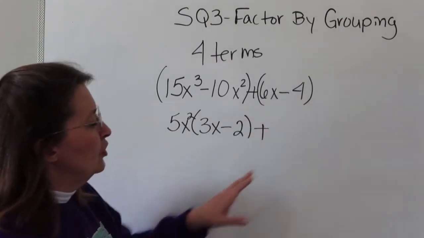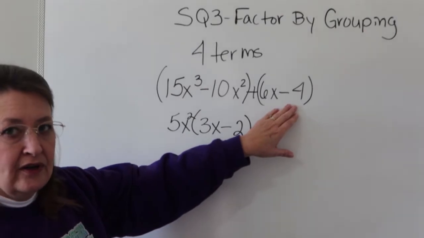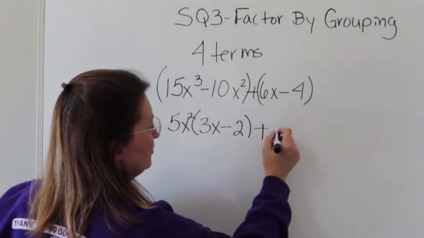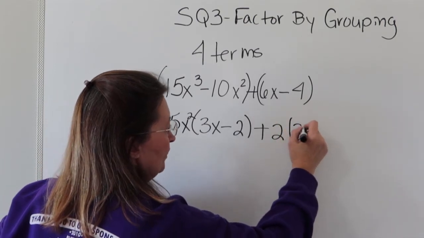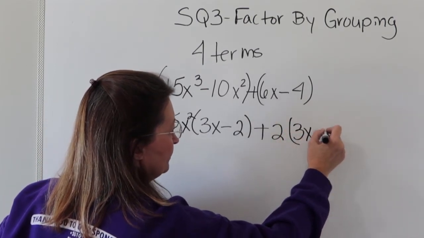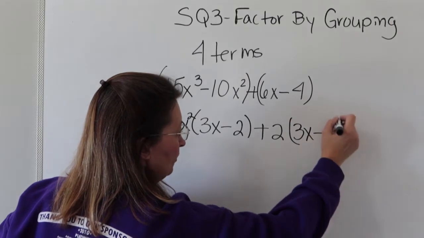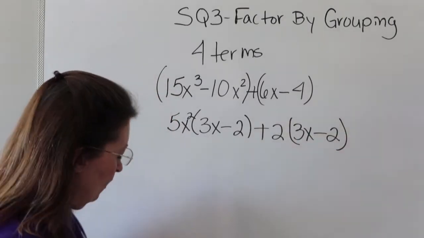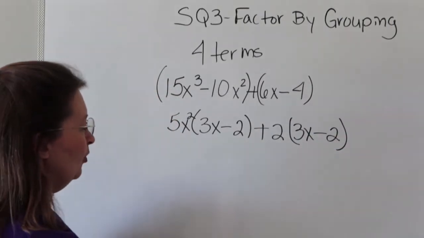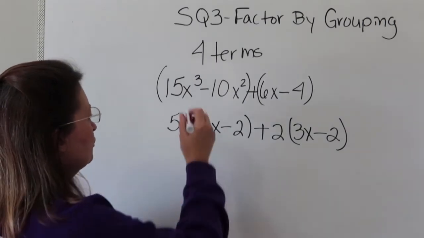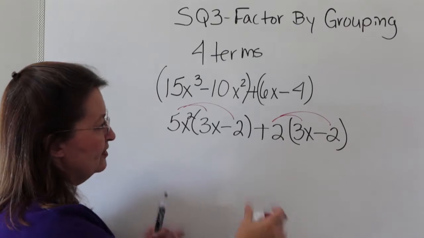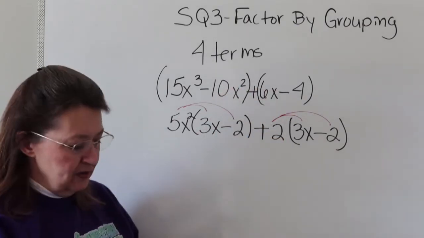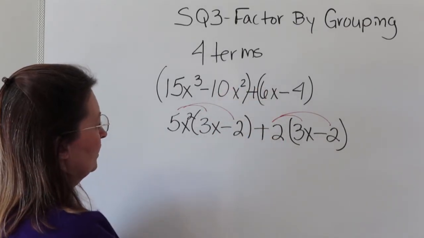Now let's look at this group. What's my greatest common factor here? Well, that's going to be a 2. When I divide 2 out of 6x, I get 3x left, the minus sign. 2 out of 4 will leave me 2. Now, you should always be able to redistribute this number into these 2 sets of parentheses and get your original back. So that's how you can check yourself.